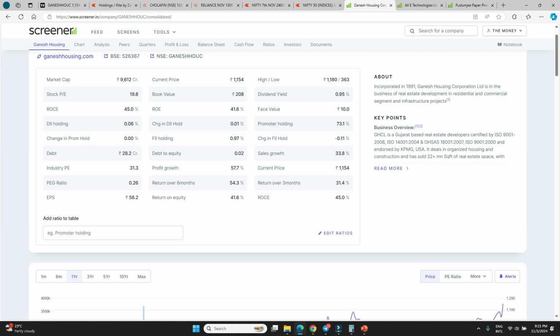Okay, a company which doesn't have debt means whatever money they are earning, they may give everything in the form of dividends, or they may add this capital to the reserves. So this company doesn't have debt. Now what is the PE ratio, price to earning? For this price, how much is the company earning? Industry PE is 31 percent.